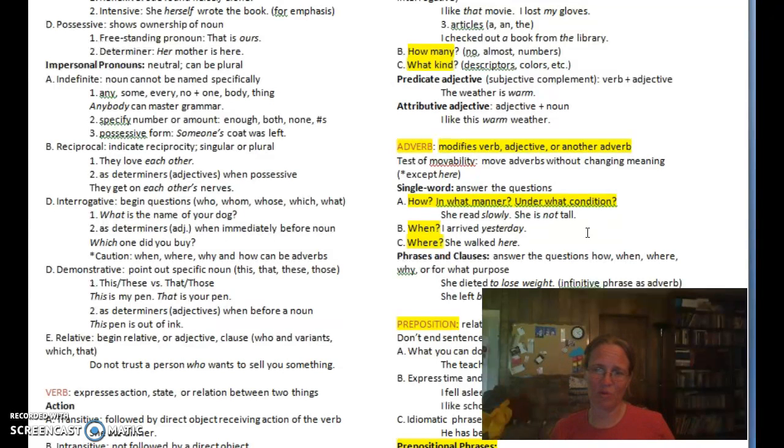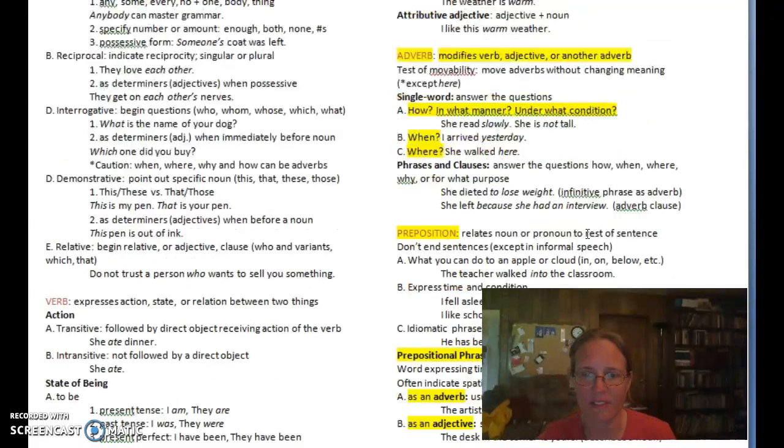And it passes the test of movability. So you can move it around in the sentence. I ate quickly. I quickly ate. And the sentence still carries the same meaning. So that's another thing to test for adverbs. And they answer the questions how, when, and where. Those questions are going to be so important as we're doing our diagramming. So just keep that in mind, because that's going to determine where things go in our diagrams.